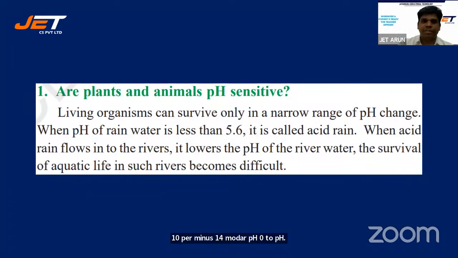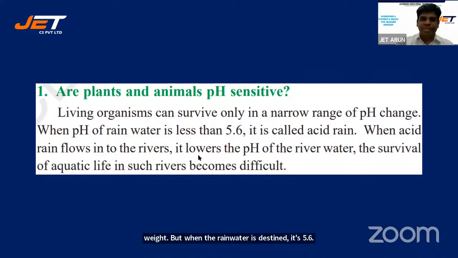Now, where do we see this pH value playing a role? Let's look at this. Are plants and animals pH sensitive? Very important, students. Look at the point over here. Living organisms can survive only in a narrow range of pH scale. When the pH of rainwater is less than 5.6, it's called acid rain. Less than 7 is acidic, but when the rainwater is less than 5.6, it's called acid rain.